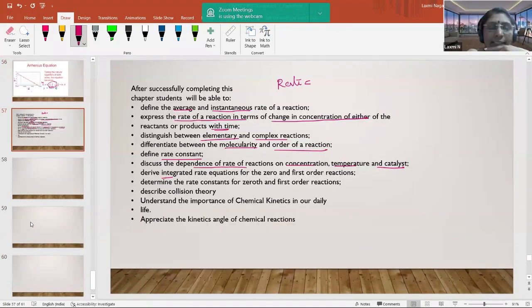Then what were the other things? Yeah, rate constants for the 0th and the first order. I think we didn't do elaborately these collision theories and the importance of chemical kinetics in our daily life, and appreciate the kinetic angle of the reaction.